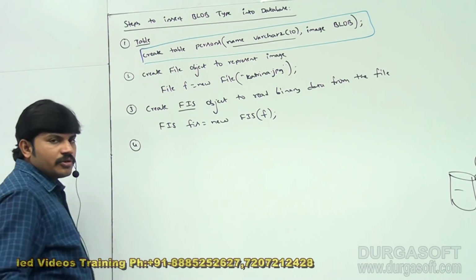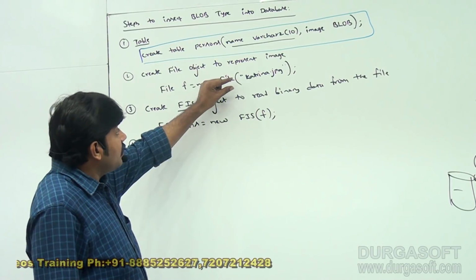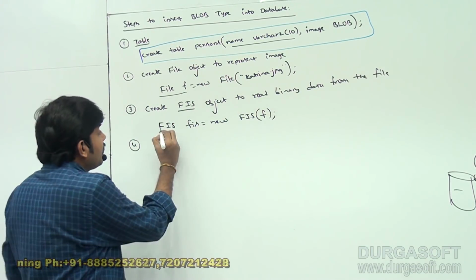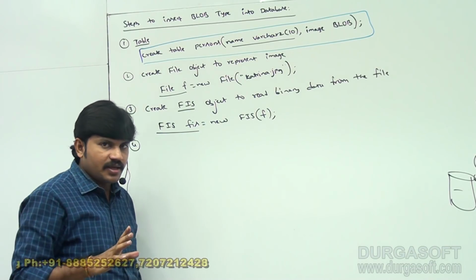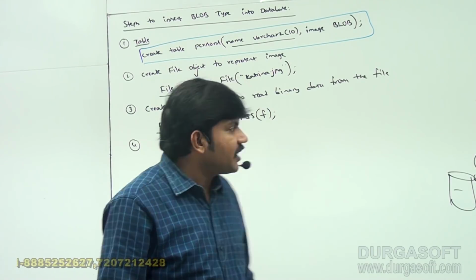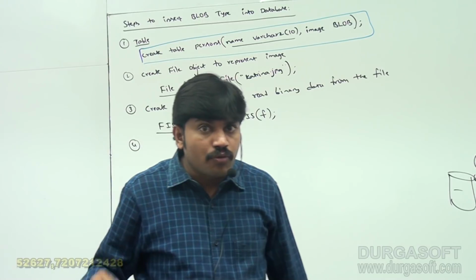So I have an image file. To represent that, create a File object and create a FileInputStream for that. Clear? Up to this, any doubts? Except for the first step, I didn't explain anything about database operations. Now the JDBC code is going to start.